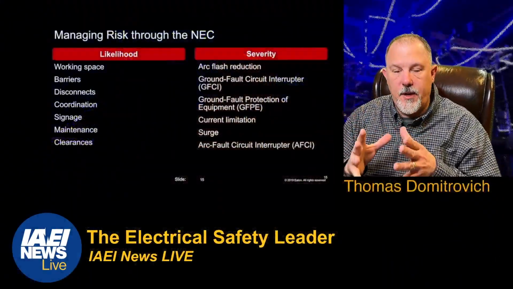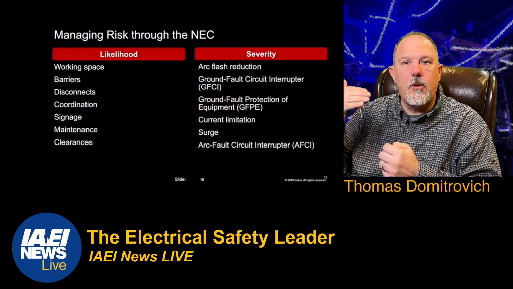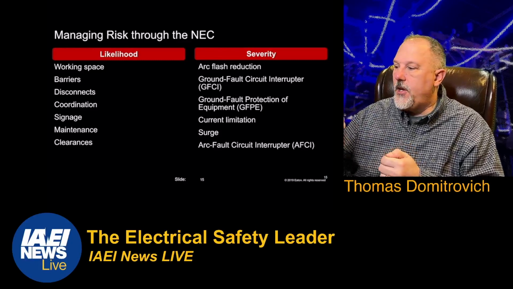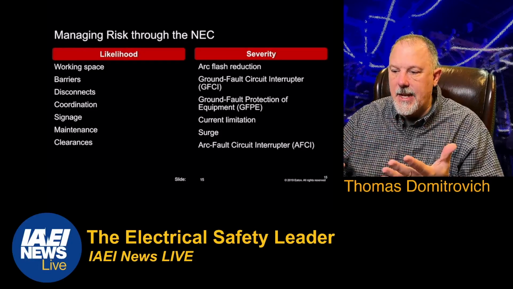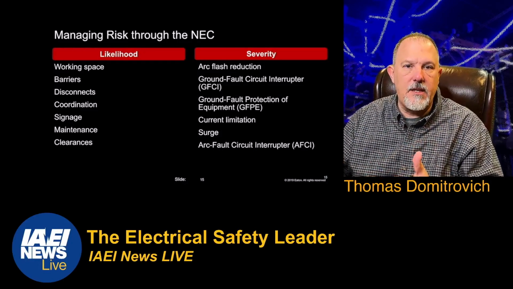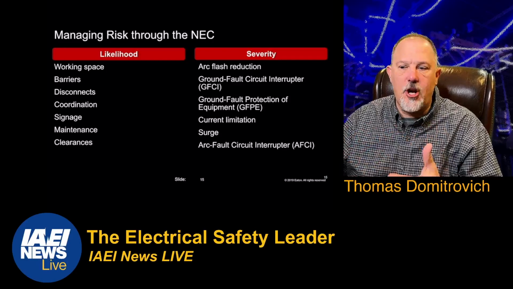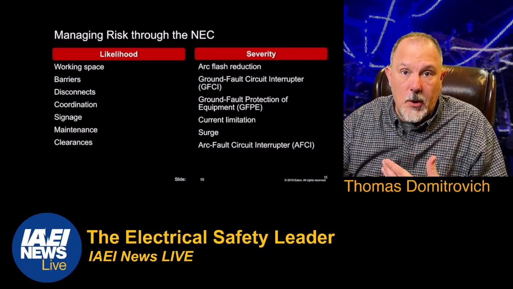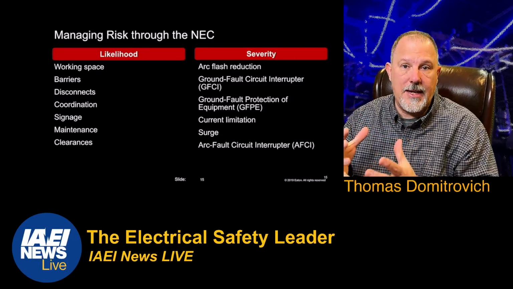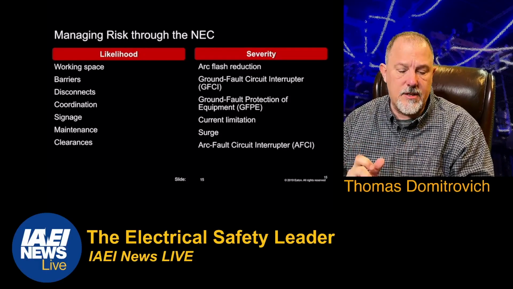All right. So if you're familiar with risk and the NEC, we control likelihood and we control severity. We control likelihood through working space, barriers, and disconnects, trying to make things safer. From a severity perspective, you've got arc flash and shock. We have arc flash reduction technologies. We have GFCI technologies. We now have the special purpose GFCI. We've got surge protection to mitigate the damage that surge voltage transients do to a power distribution system.